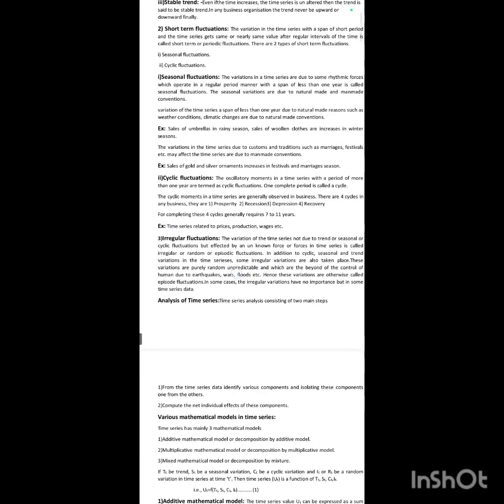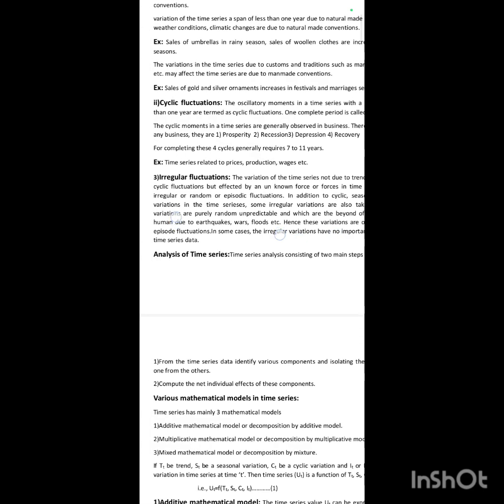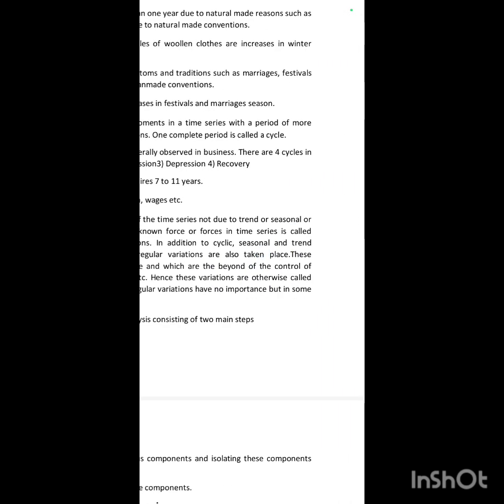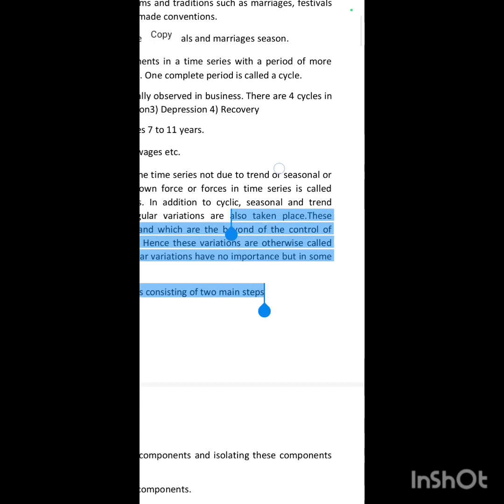Next, cyclic fluctuations. Regularly they are going to ask you what is cyclic. The oscillatory movements in a time series with a period of more than 1 year are termed as cyclic fluctuations. One complete period is called a cycle. This plays a very important role. That is, one complete period is called a cycle.